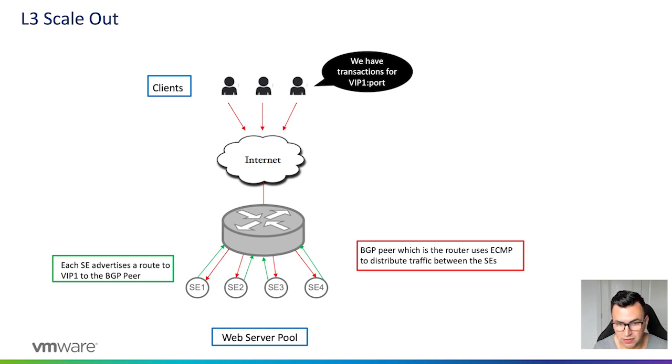Now the router has received multiple routes for the same VIP. Every single SE is advertising that VIP. And then the BGP router uses ECMP to distribute the traffic. So you're going to have a few routes, and by virtue of ECMP, you're going to have multiple ways to access that. And then that's going to redistribute the traffic across those. And eventually the service engines will reach the backend servers, in this example, the web server pool.